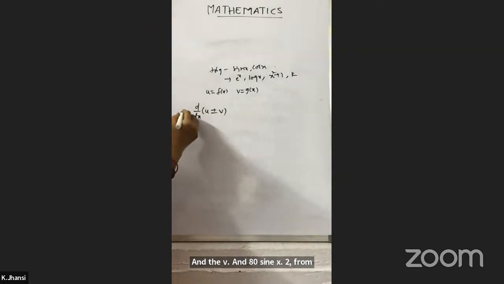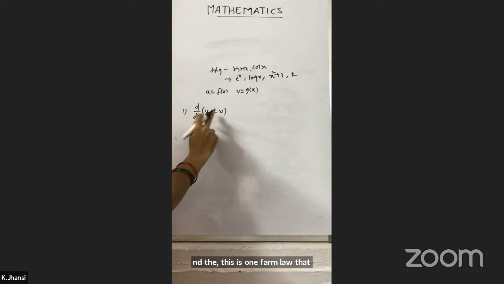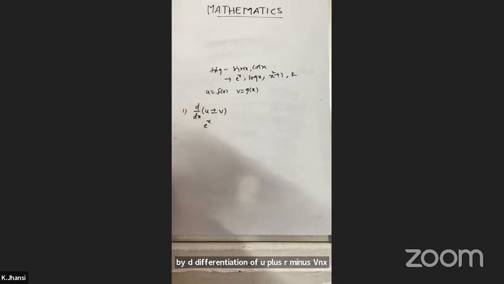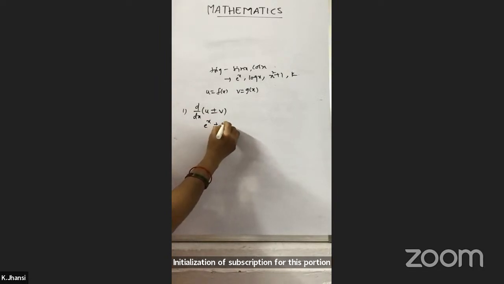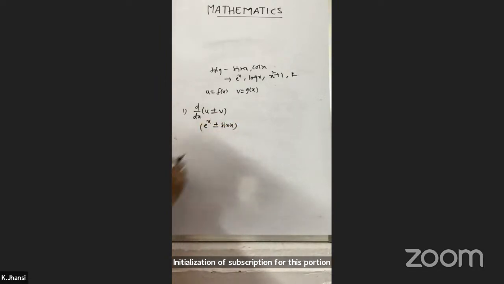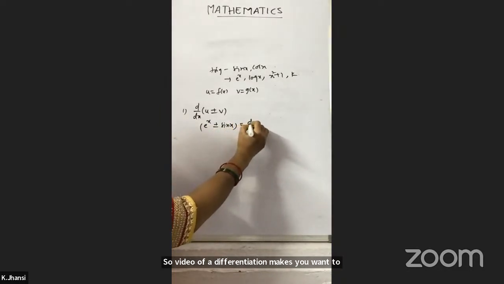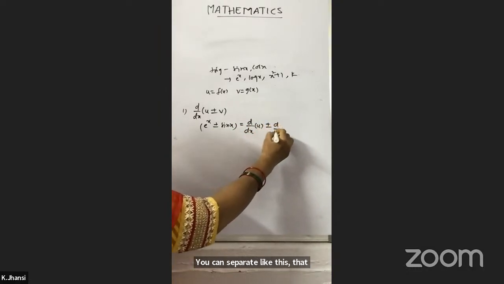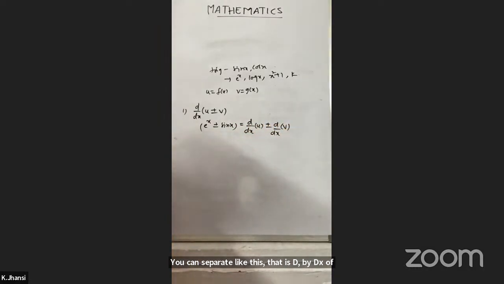this is one formula, that is a property: d by dx of u plus or minus v. That is, we can take addition or subtraction here. Suppose e power x is u, plus or minus sin x. So if you want to find out their differentiation, you can separate like this, that is d by dx of u plus or minus d by dx of v, like this you can separate. Okay, so this is one property.